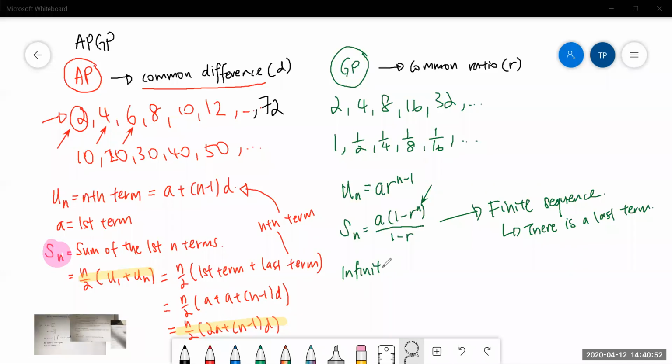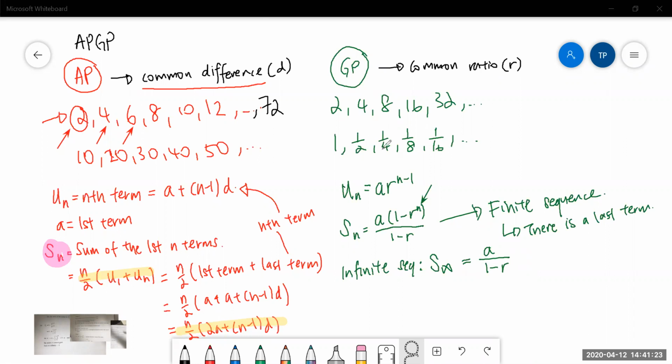For an infinite sequence, we do not use Sn. We use S infinity, which is what we learned just now, right? It is A over 1 minus R. So for an infinite sequence, we will use A over 1 minus R.